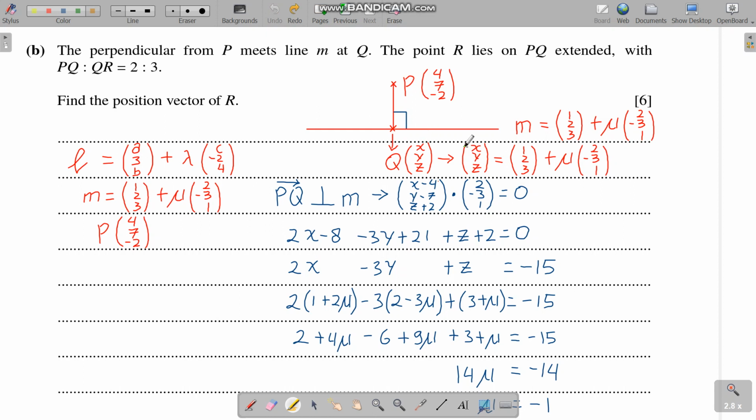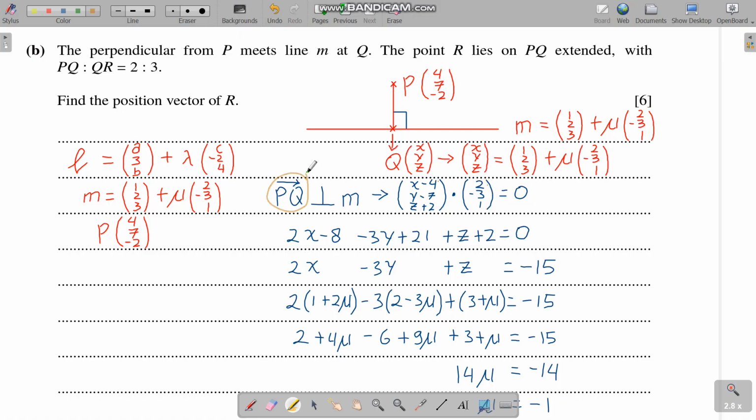Now keep in mind that since this point is on this line, we can always replace the x with 1 plus 2 mu. We can always replace the y with 2 minus 3 mu, and the z with 3 plus mu. So now, because this PQ is perpendicular to the line, we can use the vector PQ dot the line direction of M, which is (2, -3, 1), dot product equals 0. Perpendicular means dot product equals 0. So the line M direction is (2, -3, 1).